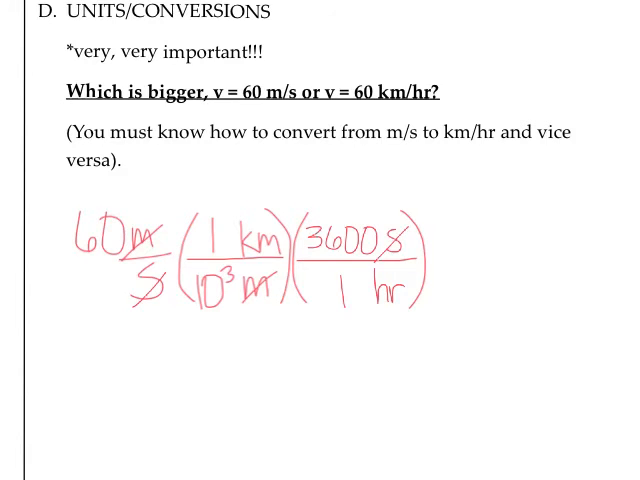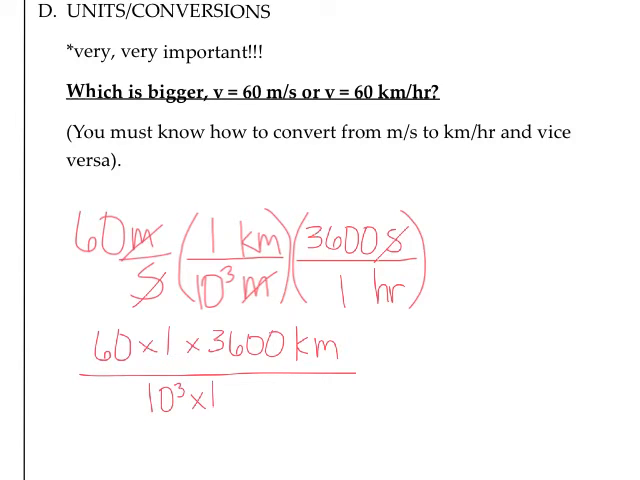So what this allows me to do is multiply every number across in the numerator, and all my units canceled out except for kilometers. And then we're going to multiply everything across in the denominator. And we were left with only hours in the bottom. So 3,600 times 60 times 1 gives me 216,000.